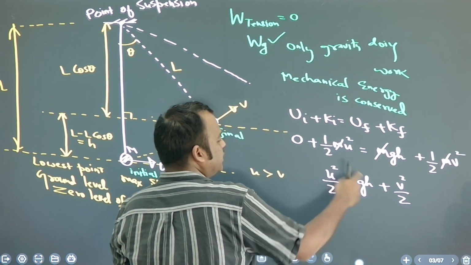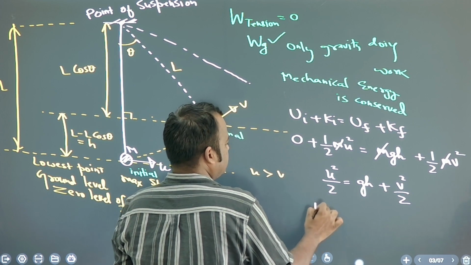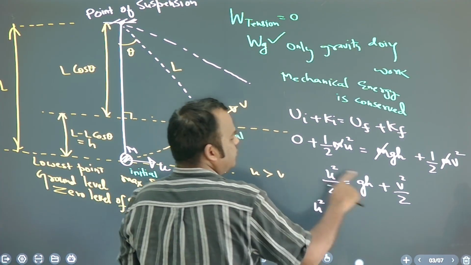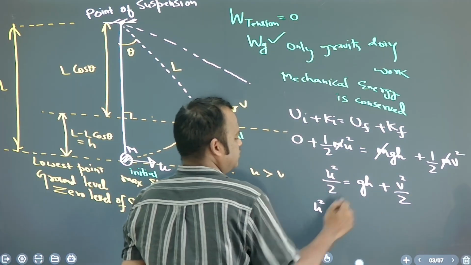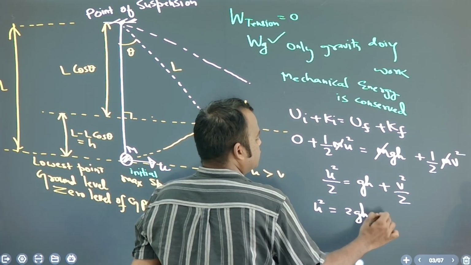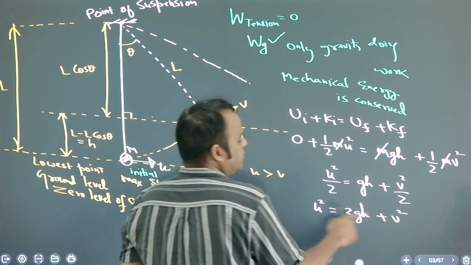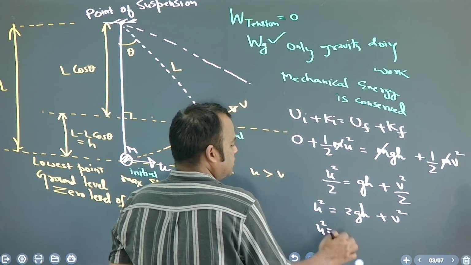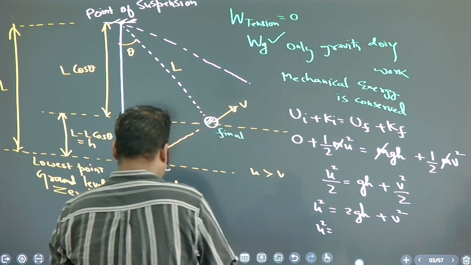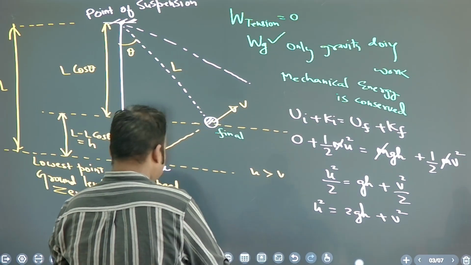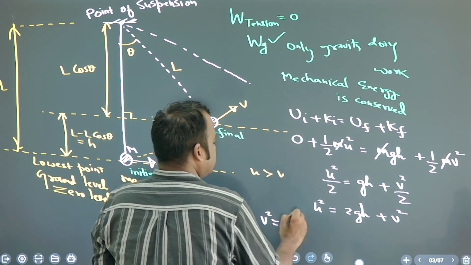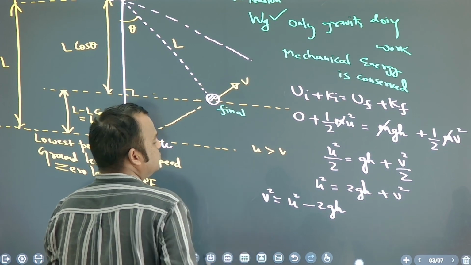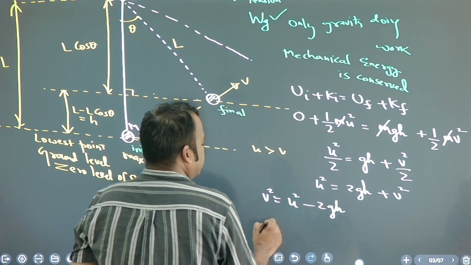Now you put the h value here. Multiply by 2 also. So what is u square? u square is equal to 2gh plus v square. You understood this, everyone? Now find out v square. V square is equal to u square minus 2gh.